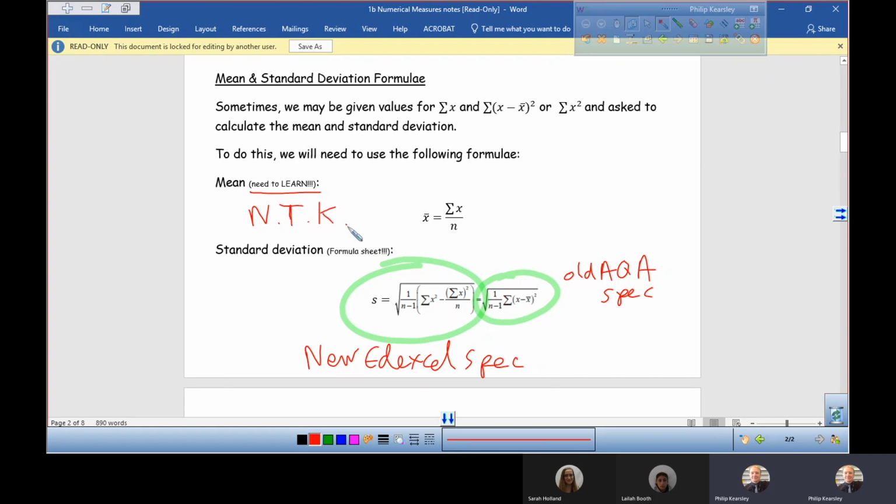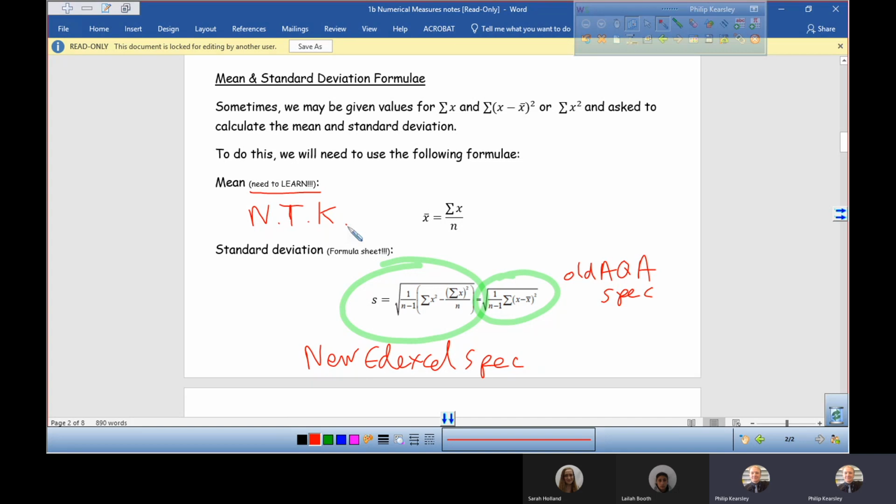Need to learn, need to know. NTK, that's our first NTK, our first need to know. Whenever I put NTK next to a formula, it means that you've got to remember it. You won't find that formula in the formula booklet. You have to remember it. If you are looking for a list of all NTKs, that can be found on Connect.